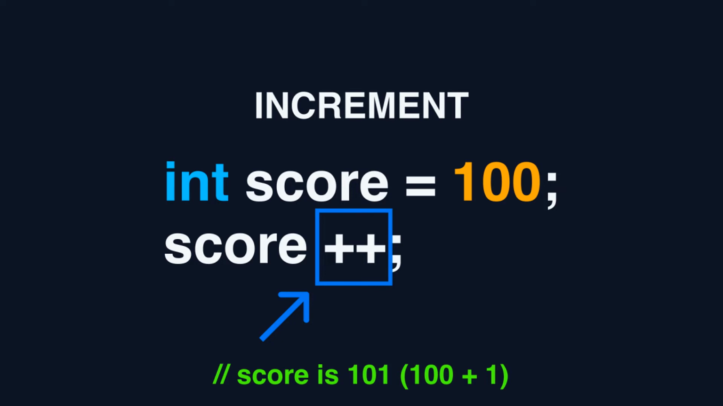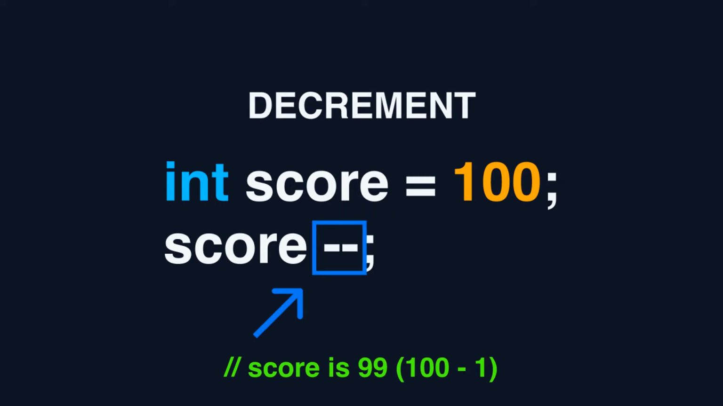Now let's see the increment and decrement operators. The increment operator adds 1 unit to the variable in question. And in the same way, the decrement operator subtracts 1 unit from the variable.